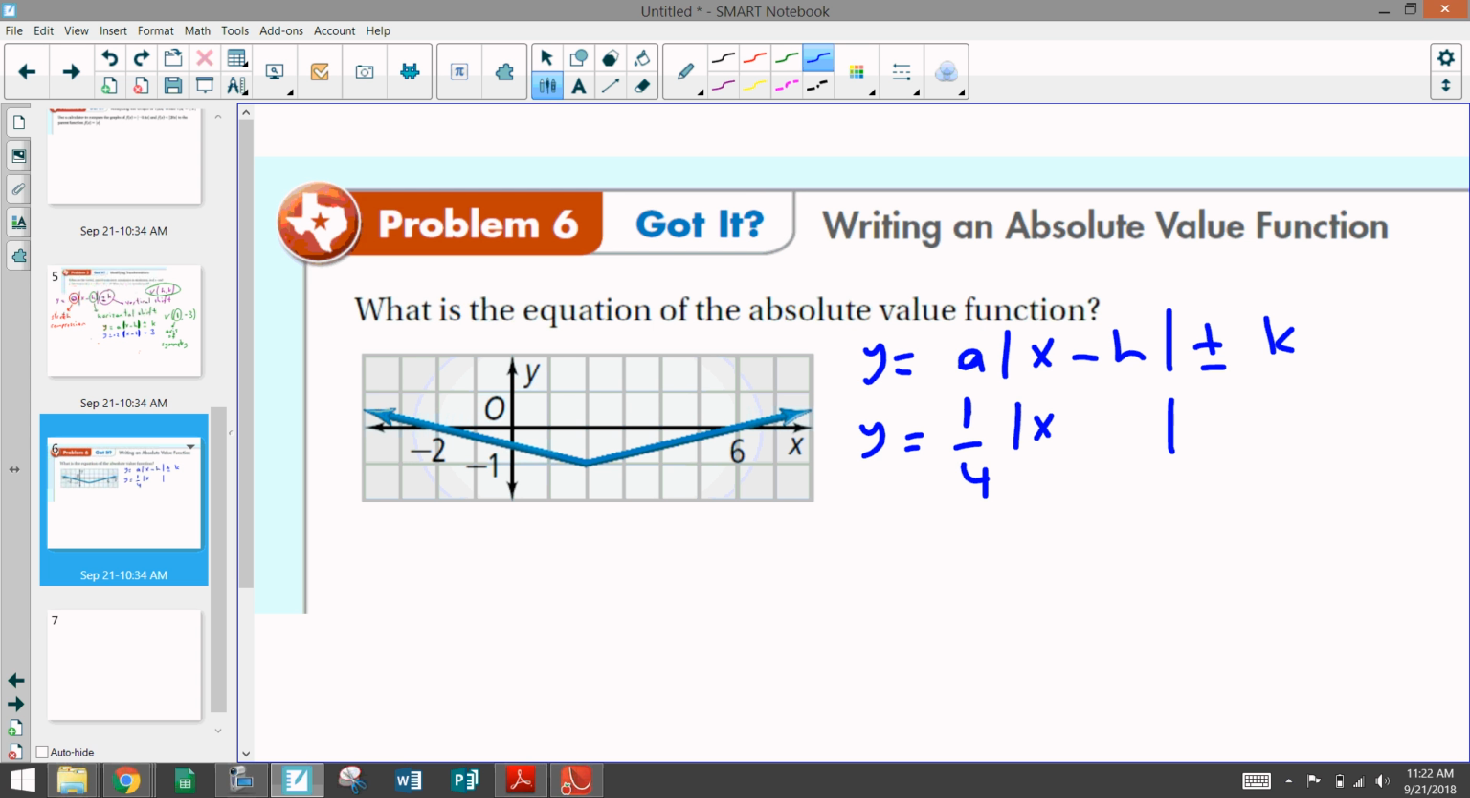Okay, let's start with the easy one, k. Up or down. The graph went how many units down? 1 unit down, right? It used to be here, went 1 unit down. So that makes negative 1.